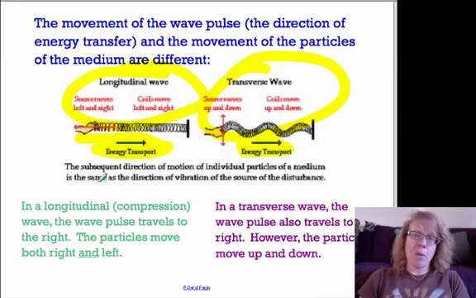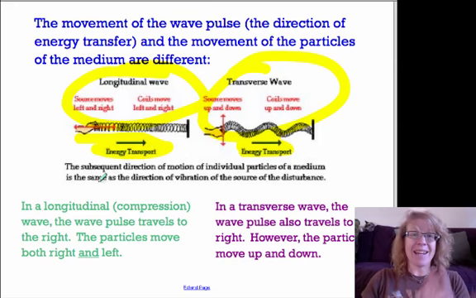Think of it like a wave traveling across a lake and a duck floating on the lake. If you watch the single wave, it could be moving across the lake, right? But the duck is just going to bob up and down. So that's the difference between movement of the medium and movement of the wave pulse itself.